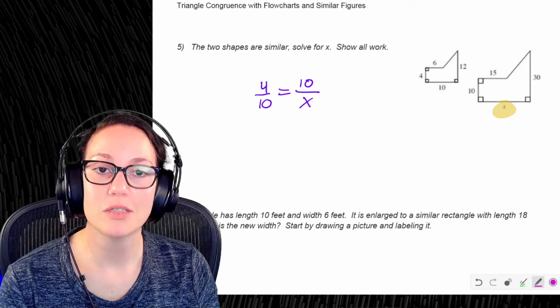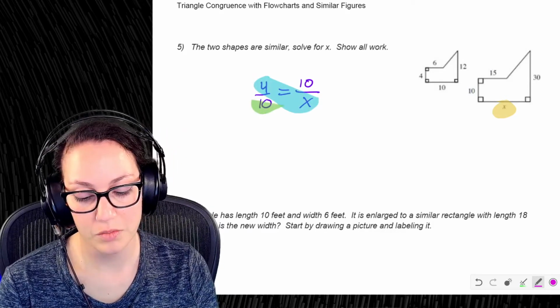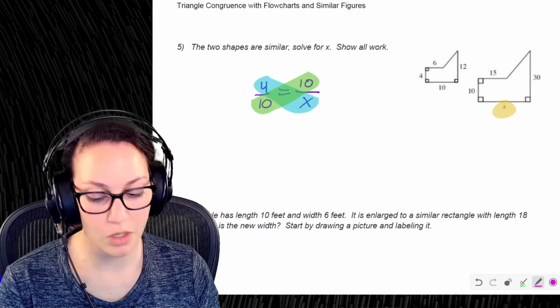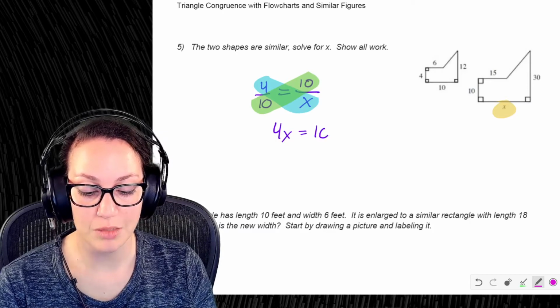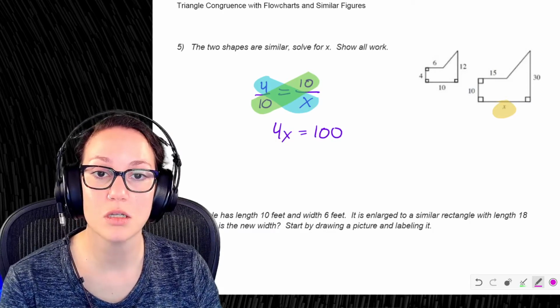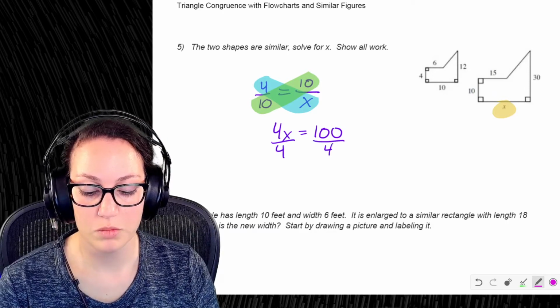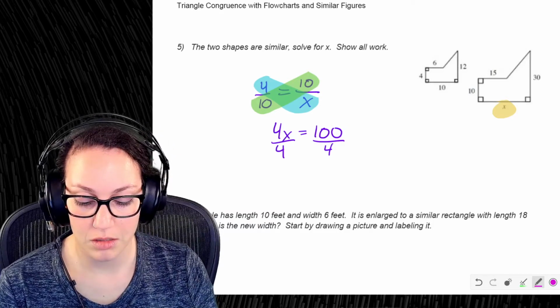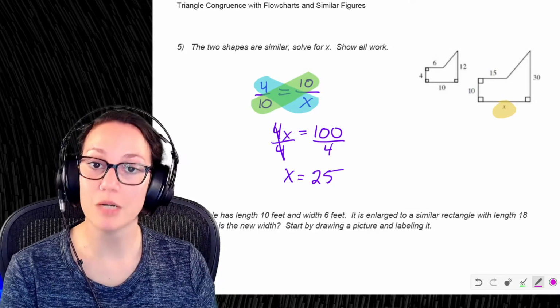Surprise, surprise. Now it's time to cross multiply. Loop and loop. Cool. So we get 4x is equal to 10 times 10, which is 100. Isolate x by undoing the multiplied by 4. So we divide by 4 on both sides. And we get x equals 25. 100 divided by 4 is 25.